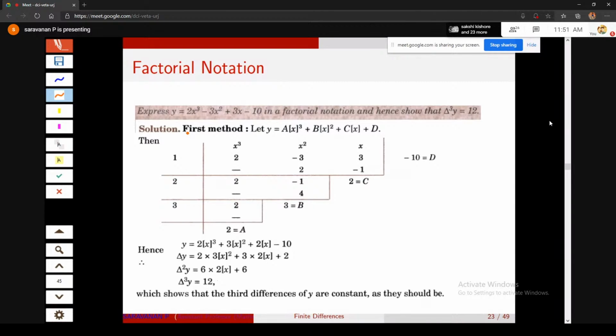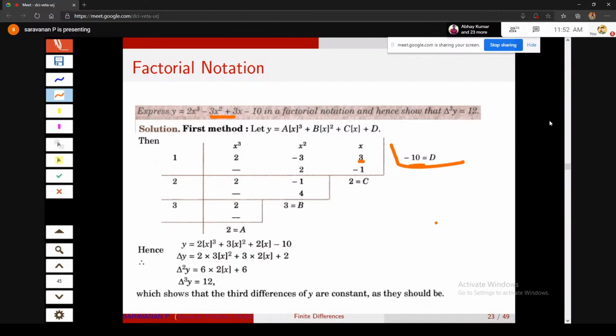So check this. This is a polynomial of degree 3. So we have got x cube, x square, x, constant term, all are there. If something is missing, you write 0x. And write the coefficients. Coefficient of x cube 2, coefficient of x square minus 3, coefficient of x 3, constant term minus 10. Then leave this.